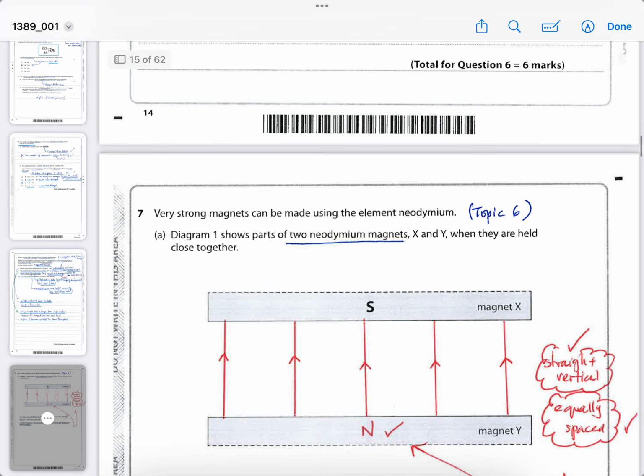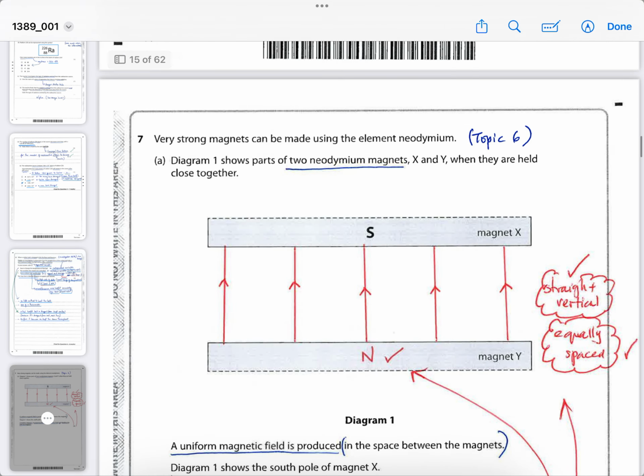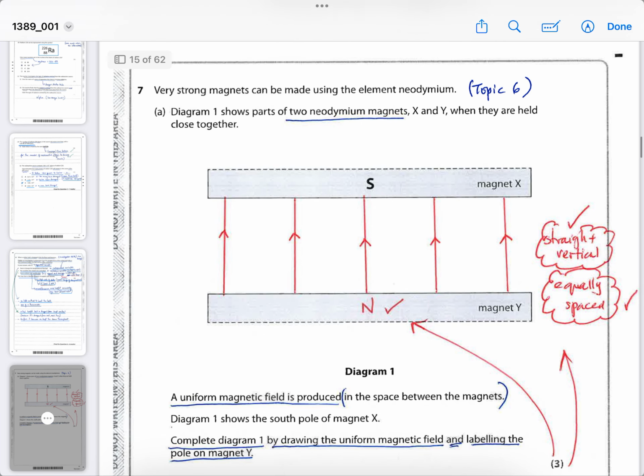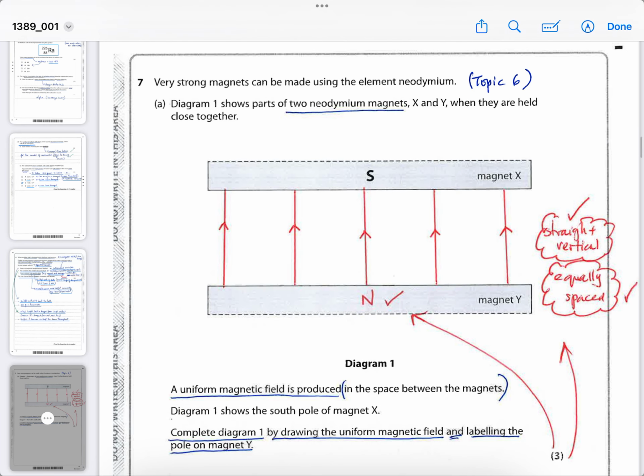All right, I think I covered everything. And let's do one more question. So recently we did magnetism. Very strong magnets can be made using an element called neodymium. Now I don't really know much about neodymium, but you need to just follow the questions.